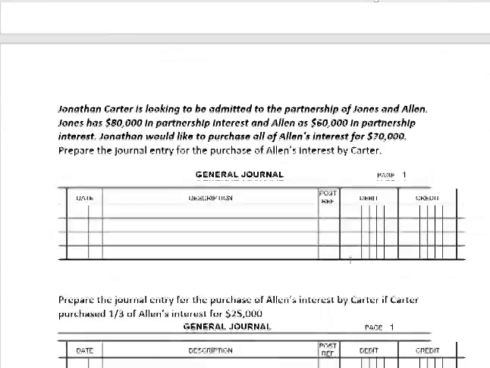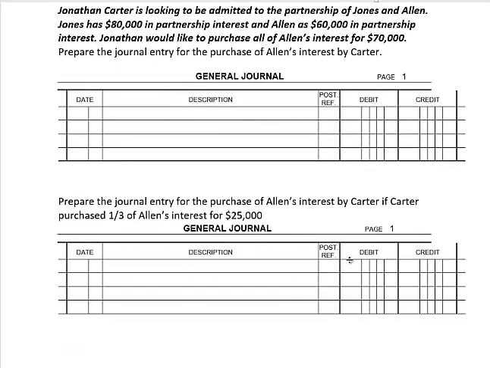Okay, next we have a situation where partnership interest is actually being purchased from one of the other partners. It says Jonathan Carter is looking to be admitted to the partnership of Jones and Allen. Jones has $80,000 in partnership interest and Allen has $60,000 in partnership interest. Jonathan would like to purchase all of Allen's interest for $70,000.